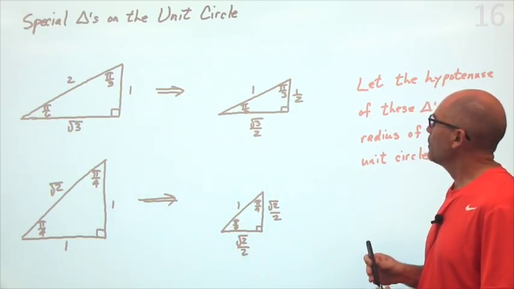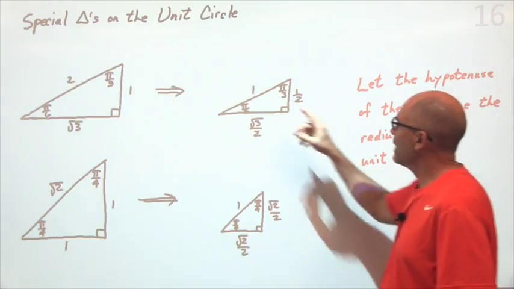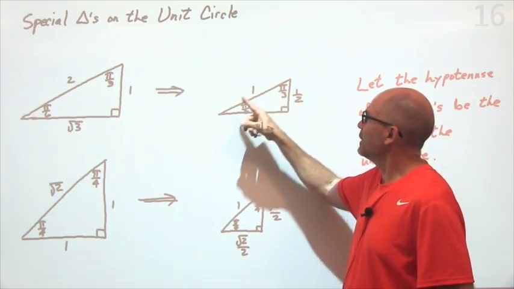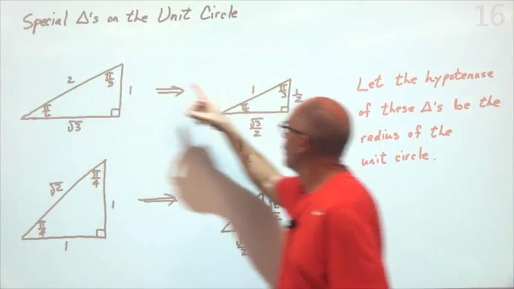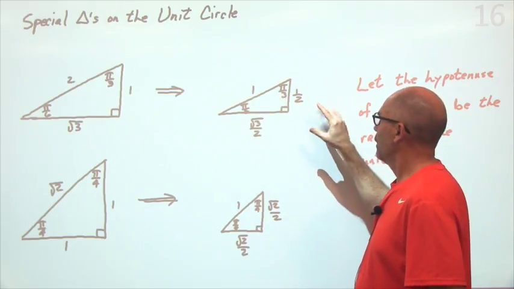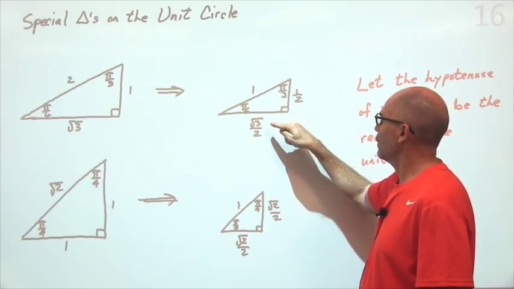Now, if we want to put this on the unit circle, then what we're going to do is make the hypotenuse the radius. And so we're changing it from 2 to 1. That means I have to divide everything by 2. So instead of the 1, it's now 1/2, and instead of the square root of 3, it's square root of 3 over 2.